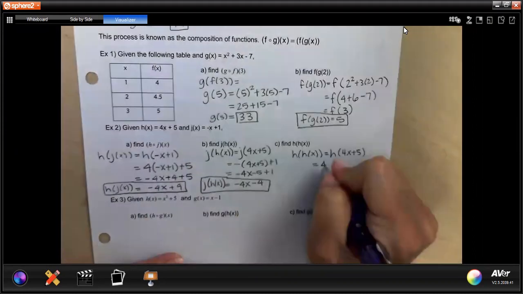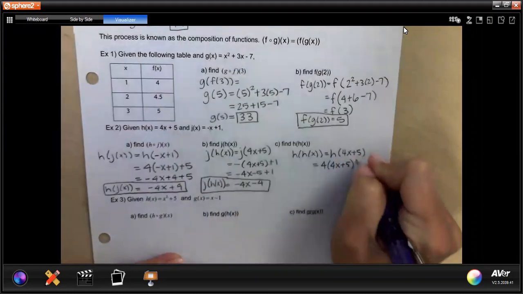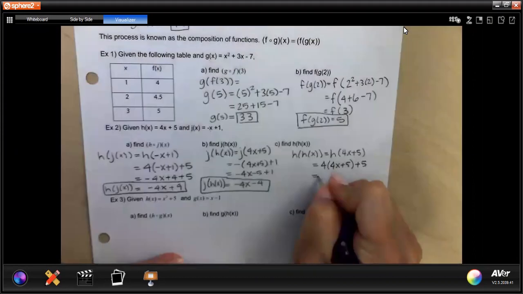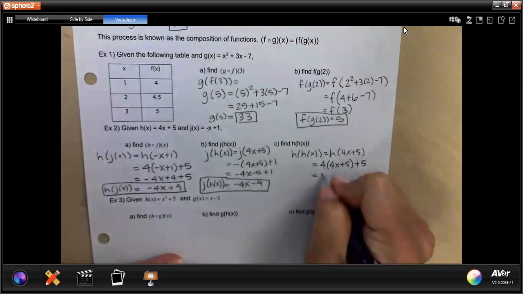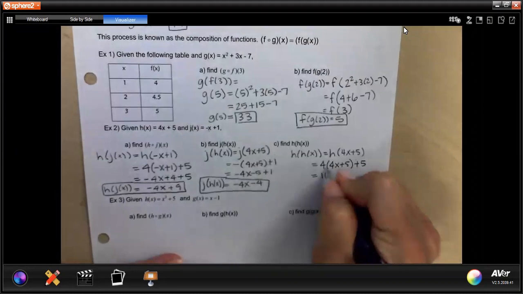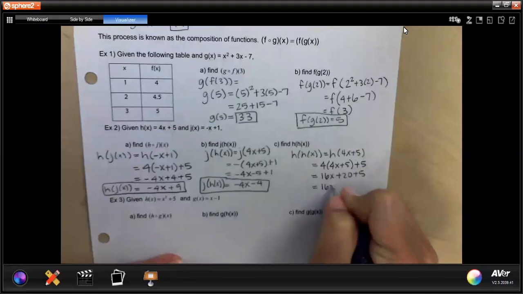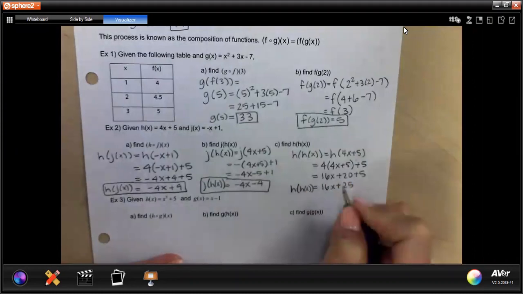So we get 4 times 4x plus 5, and then plus 5 at the end. And now we simplify by distributing. 4 times 4x gives us 16x. 4 times 5 gives us 20 plus our 5. And so we get 16x plus 25. And that is h of h of x.